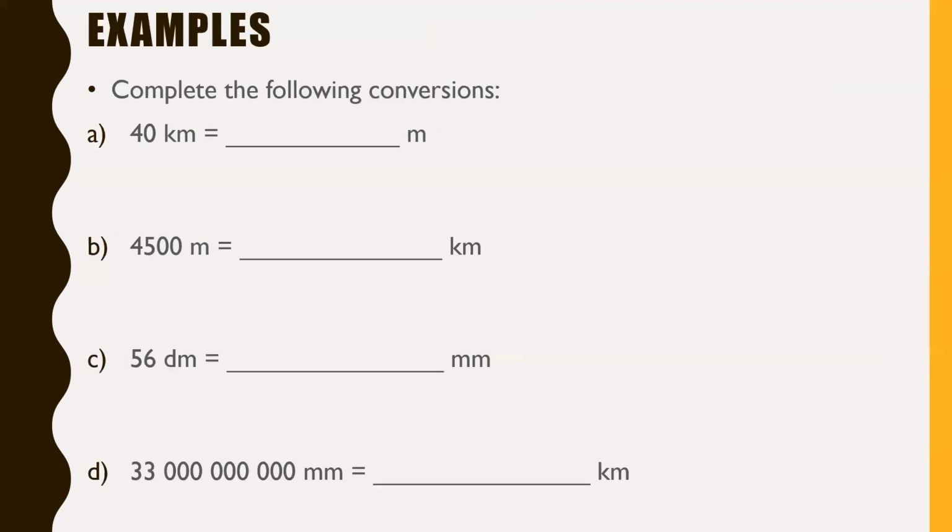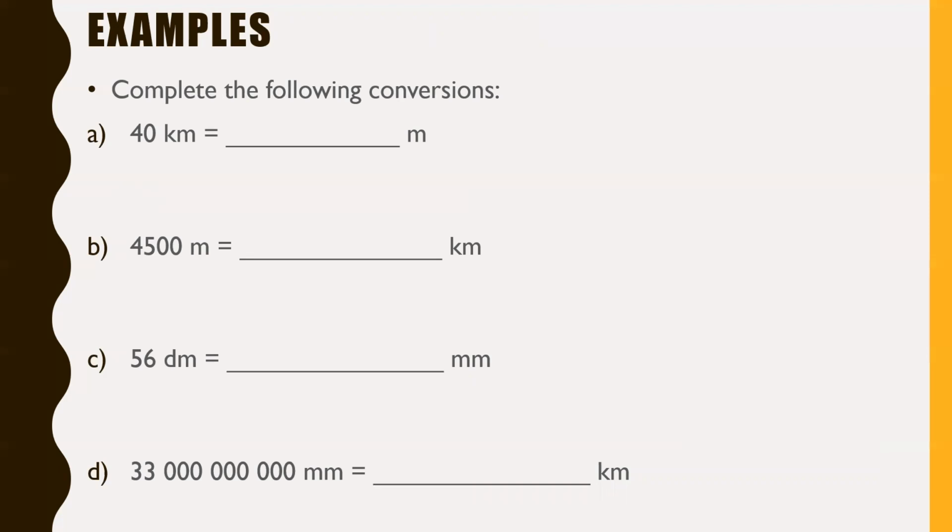So here's a bunch of examples. Complete the following conversions. I'll walk you through these ones just to show you how I do them. If you have a different method, if you have a more intuitive method in your brain that works just fine, go for it. Just do that, right? Here we go. So 40 kilometers equals blank meters. I have a pretty good intuitive sense of what a kilometer is. I know 1 kilometer is 1,000 meters, or in other words, 1 meter is 1,000th of a kilometer.